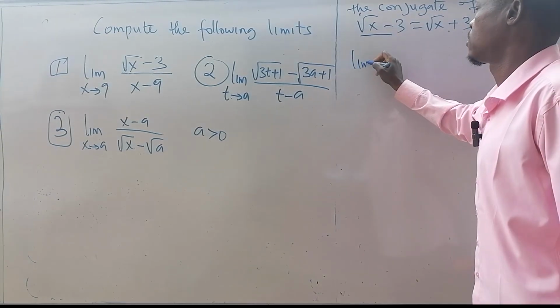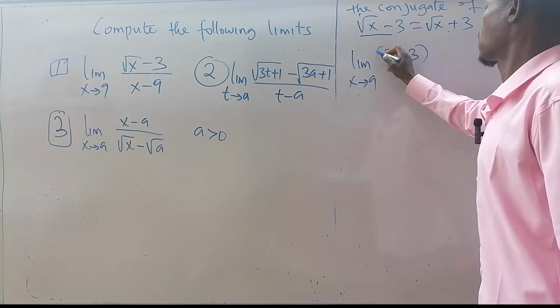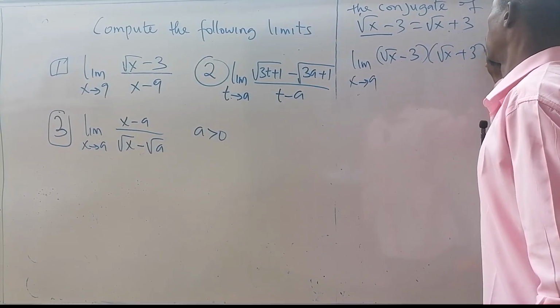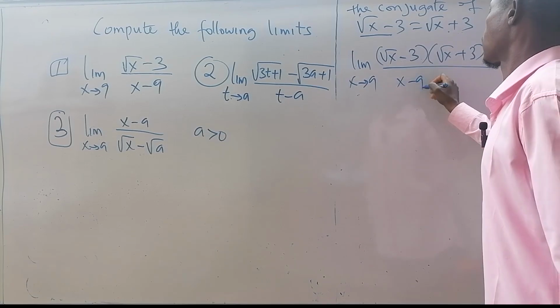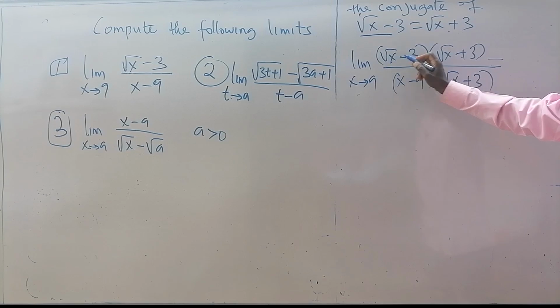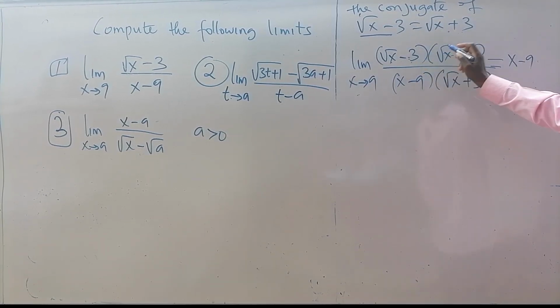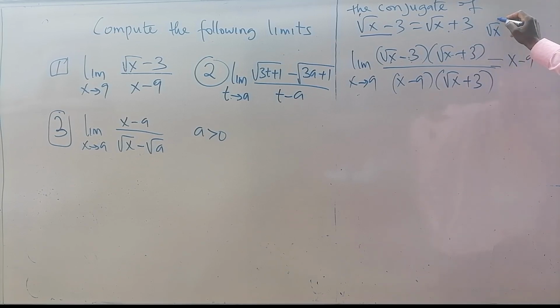So we now have the limit as x tends to 9. Use that conjugate to multiply both the top and the bottom. If you do that, this numerator will be a difference of two squares. So we're going to have x minus 3. That is a difference of two squares: root x squared minus 3 squared. And that will give you this all over x minus 9 into the bracket. So x minus 9 will cancel. Then you have root x plus 3.